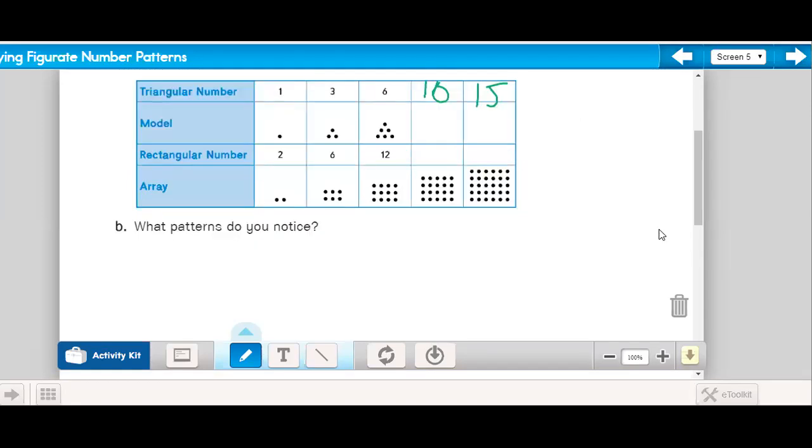Okay, so now we're down below at the rectangular arrays. We have a row of 2, and then we go up 2 over 3, up 3 over 4 to get a 12. And so now we go up 4 over 5. 4 times 5 is 20. Okay, now we're on 5 times 6 is 30. So now what patterns do you notice between the triangular numbers and the rectangular numbers? You'll answer that on part B there. You'll write that out.